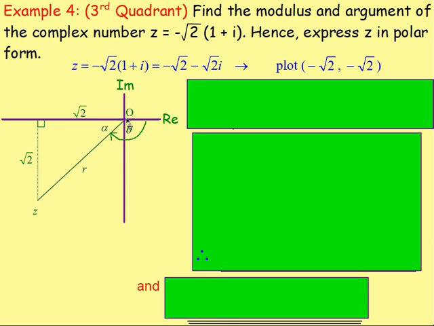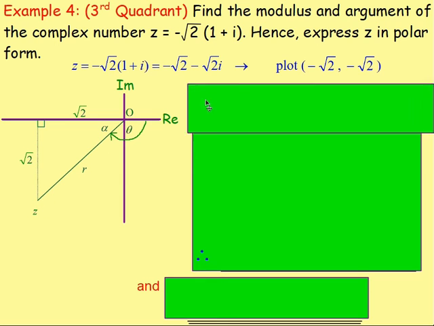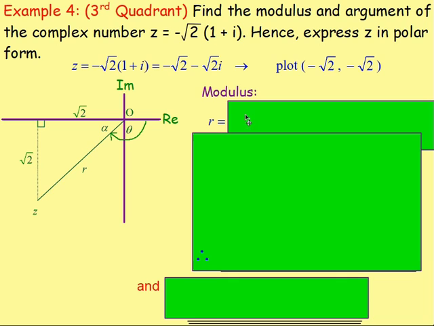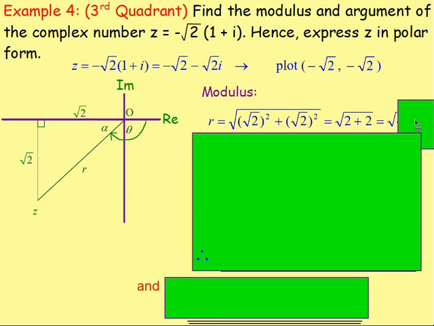I want to work out the length of the line OZ. That is the modulus, and it's given by r equals. And what do you use to work out that length? Pythagoras! You got it. Well done. So you would have the square root of root 2 squared plus root 2 squared. If you square root 2, that just gives you 2. So if you do that twice, it gives you 2 add 2, square root 4, which gives you 2. So that will be your modulus.